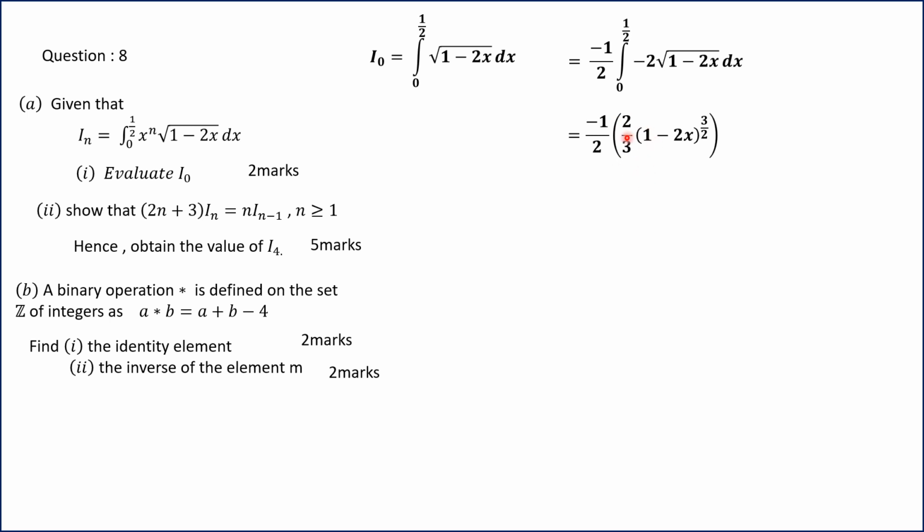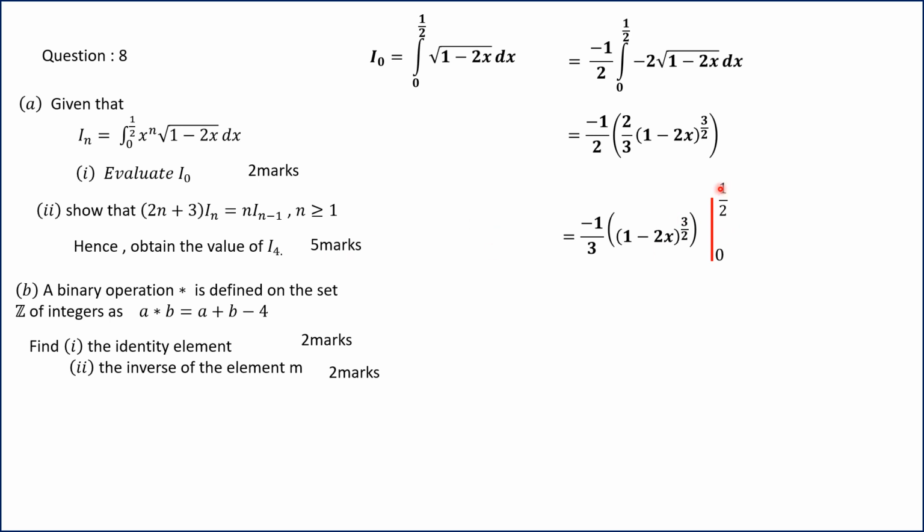I guess we are best with division of fractions. So simplifying that gives us negative 1 times 2 over 3, the 2 cancels, and you are left with negative 1 on 3 into 1 minus 2x raised to the power 3 by 2, and that is the integral. Now we need to remember that it's a definite integral and put a limit from 0 to a half.